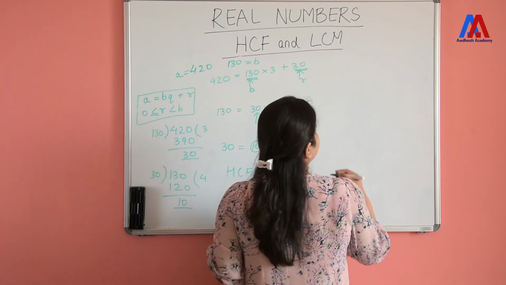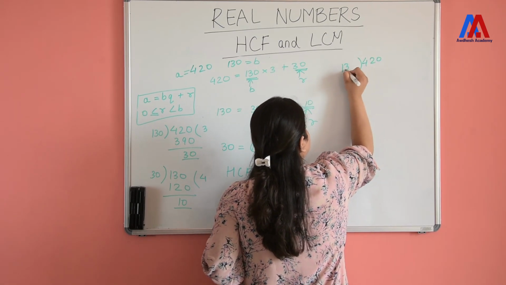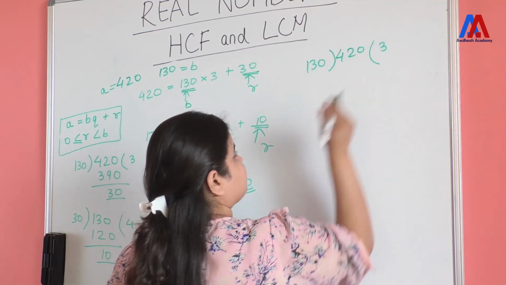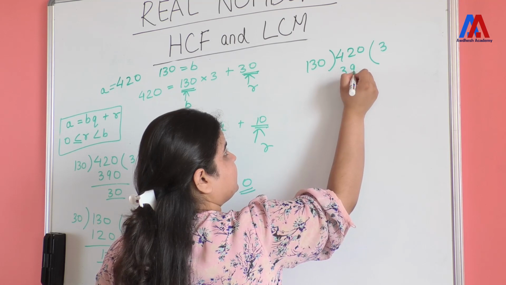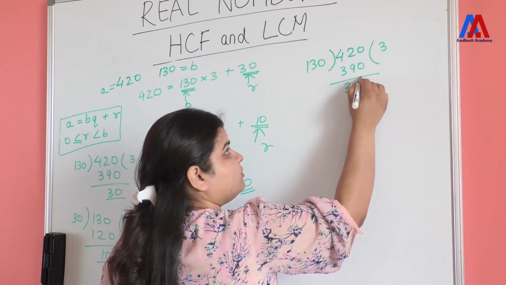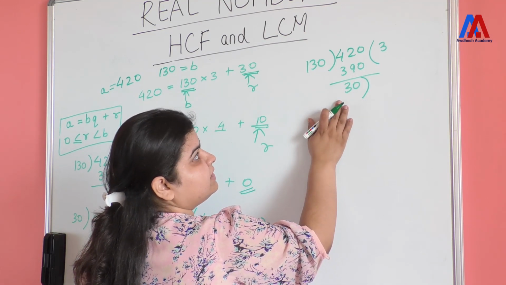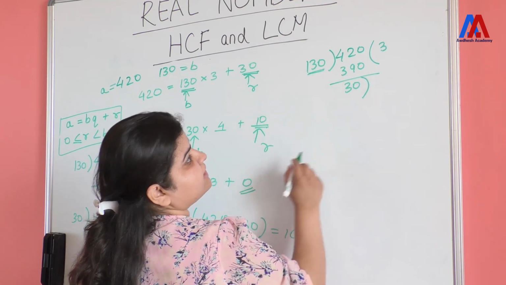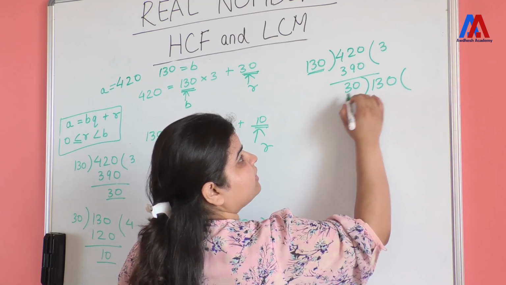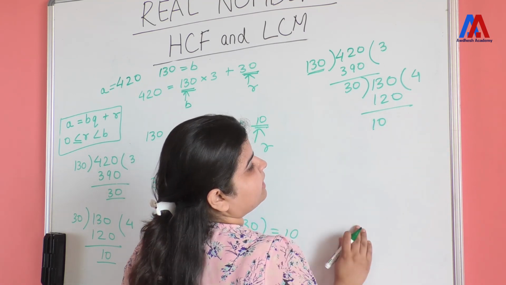Now, let's take the same numbers as an example, 420 and 130. Let's divide the numbers. We'll have 3 times 130 as 390 and we'll get 30 as the remainder. Now, we start doing the division here itself where the remainder becomes our divisor and the earlier divisor becomes our dividend. Now, we have 4 times 30 as 120 and we'll have 10 as the remainder.